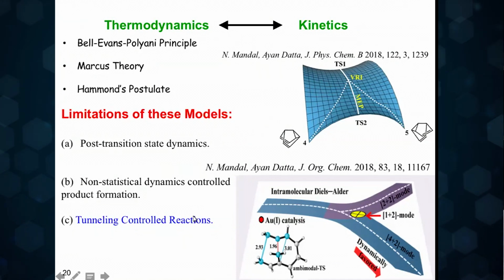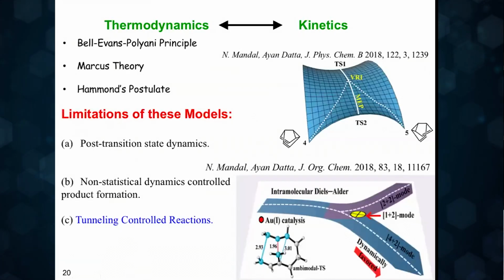The other limitation is the case of non-statistical dynamics. For example, you can have 2+2 or 4+2 Diels-Alder type reactions. But then what happens? All of them go through the same transition state, and depending on the overall curvature of the transition state and the strength of the motion across the transition state, beyond the transition state you get a differently favored product. Now, this is not expected from transition state theory, because transition state theory assumes that the only thing that matters is the energy difference between the reactant and the transition state. Once it reaches the transition state, it doesn't matter what path it follows, it has to go to the same product. Not necessarily. There are examples now where we know that you can go to a different product.